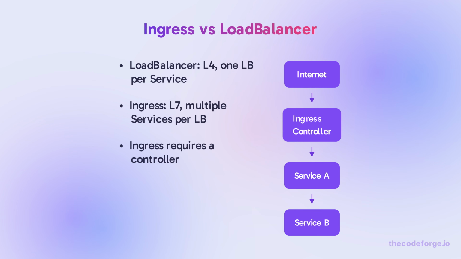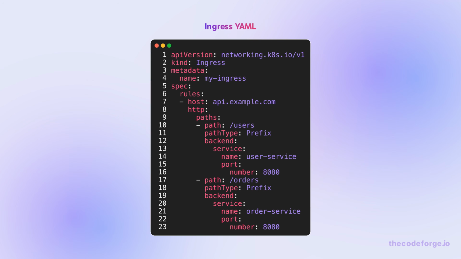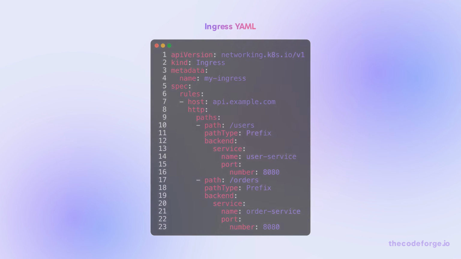For HTTP traffic, Ingress is cost-effective. A single load balancer can route to many services via path or host rules. LoadBalancer services are simpler but more expensive. And Ingress routes external traffic to services based on host and path. Here, /users goes to user-service, /orders to order-service.